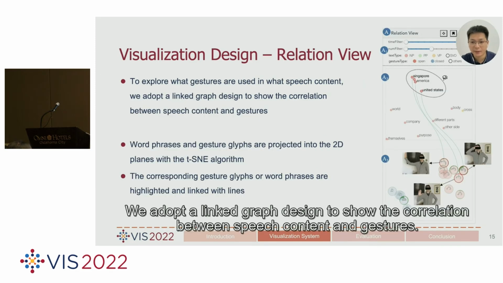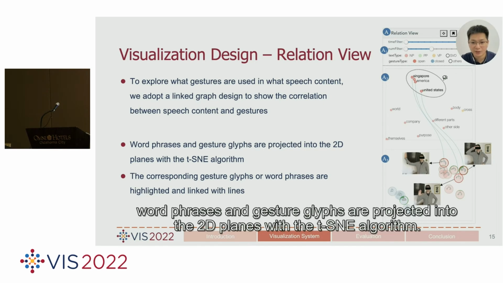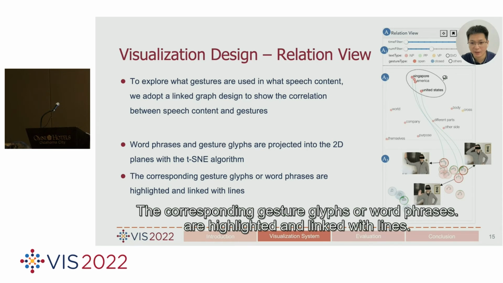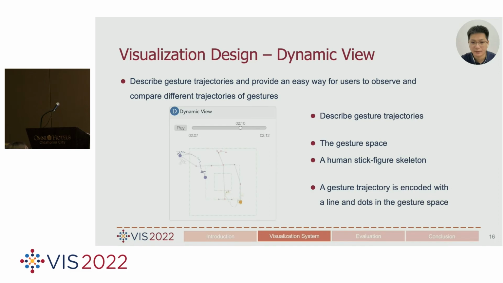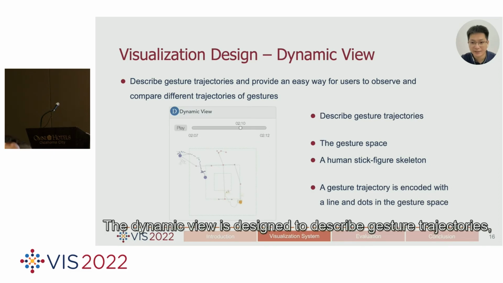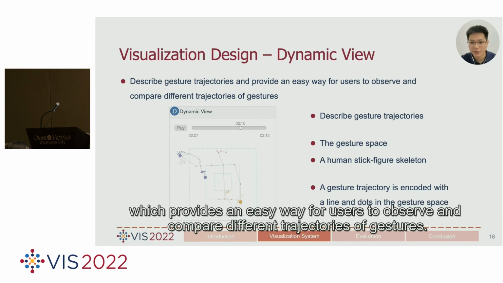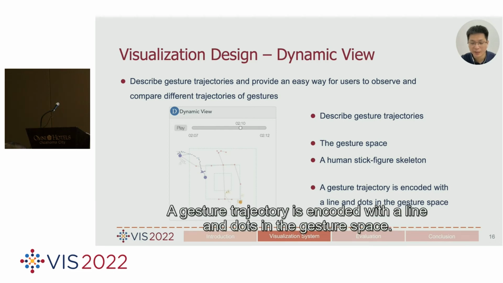We adopt a link graph designed to show the correlation between speech content and gestures. To be specific, word phrase and gesture glyphs are projected into the 2D plane with a Disney algorithm. The corresponding gesture glyphs or word phrases are highlighted and linked with lines. The dynamic view is designed to describe gesture trajectories, which provides an easier way for users to observe and compare different trajectories of gestures. A gesture trajectory is encoded with a line and dots in the gesture space.